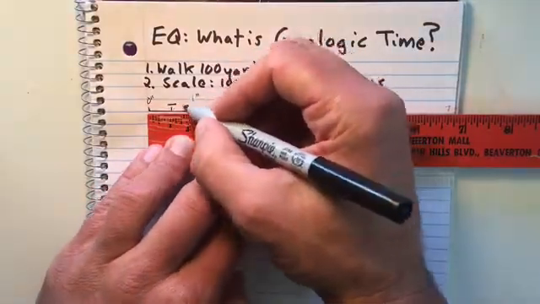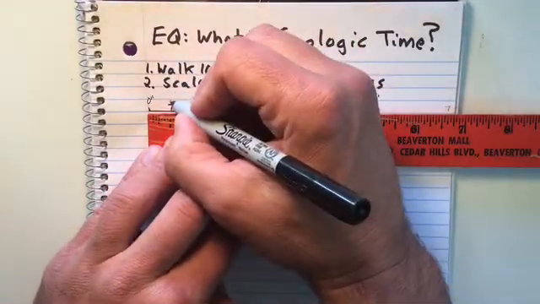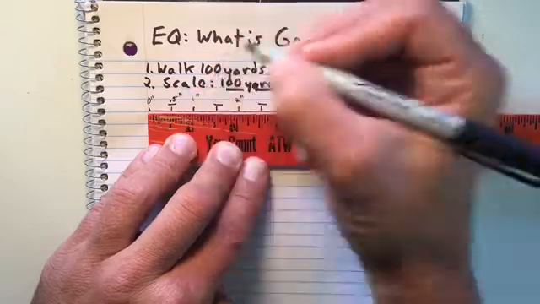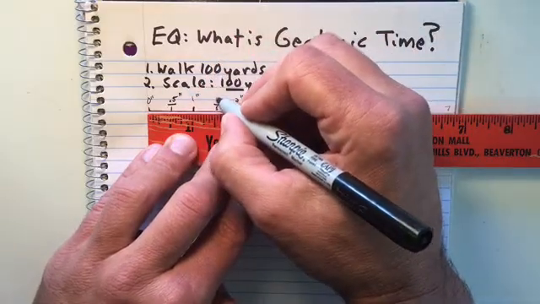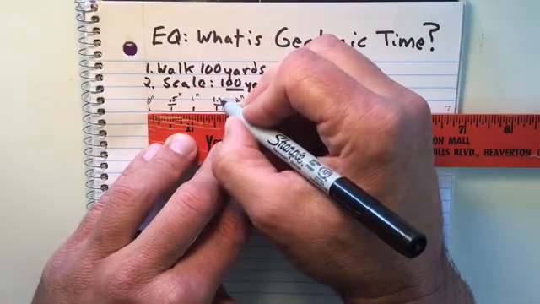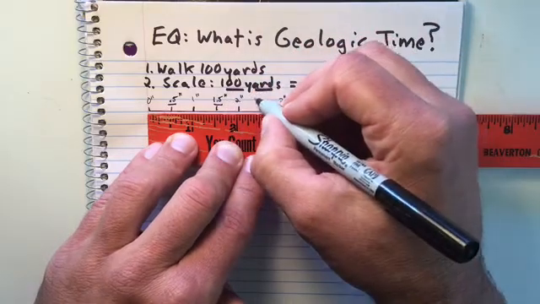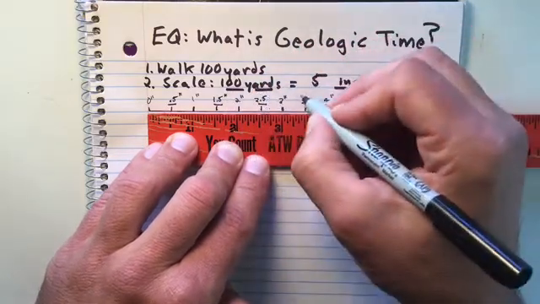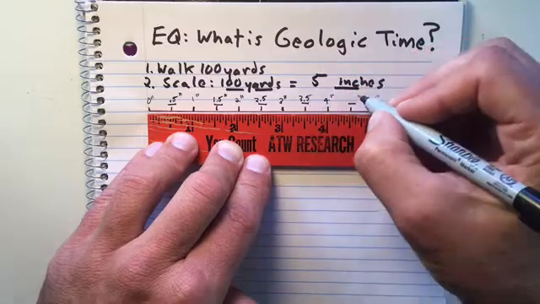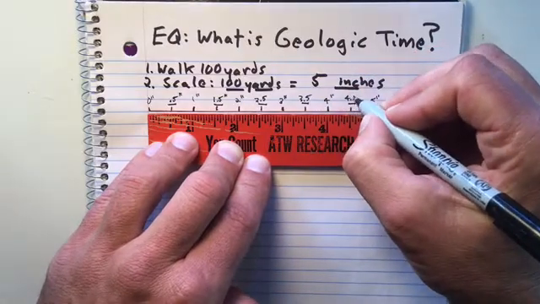Okay, between 0 and 1, what do we have? We have 0.5 inches. Between 1 and 2, what do you think? It'd be 1.5. Between 2 and 3, 2.5. Between 3 and 4, 3.5. Between 4 and 5, 4.5.